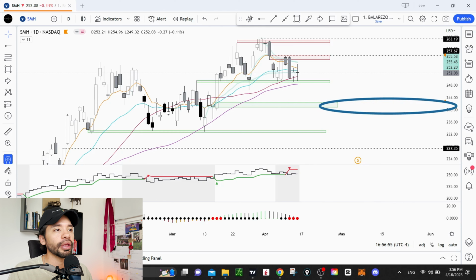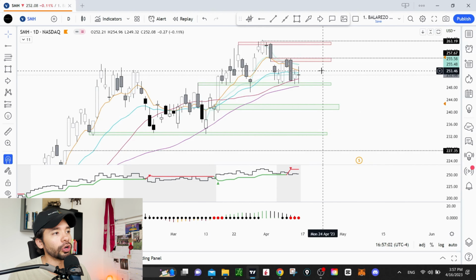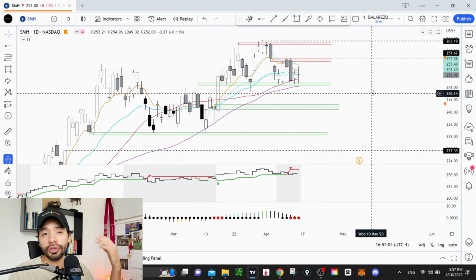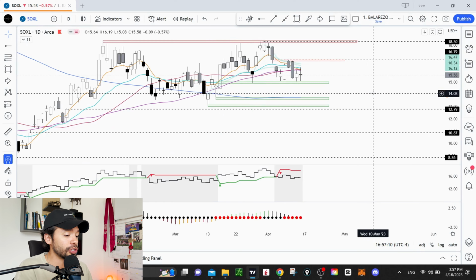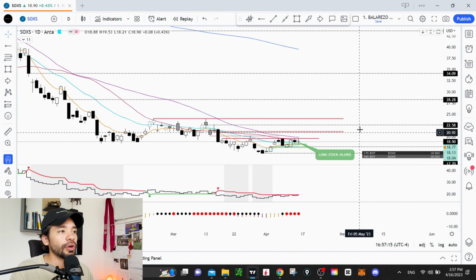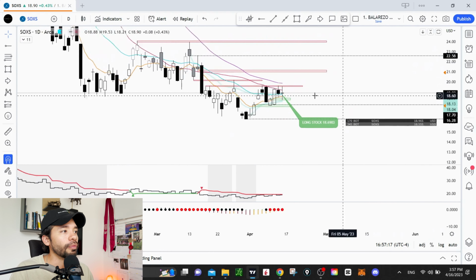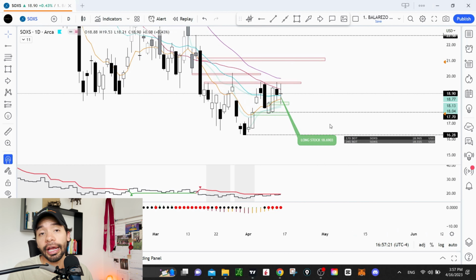So the way that you can play that, you of course can play that with the SMH. You can use the SMH stock, you can short the stock, you can use puts, perhaps you can sell some call credit spreads. But the way that I'm actually executing it is using the SOXS, which is the leverage 3x ETF. You can see right here that I have some of the trades that I already executed.